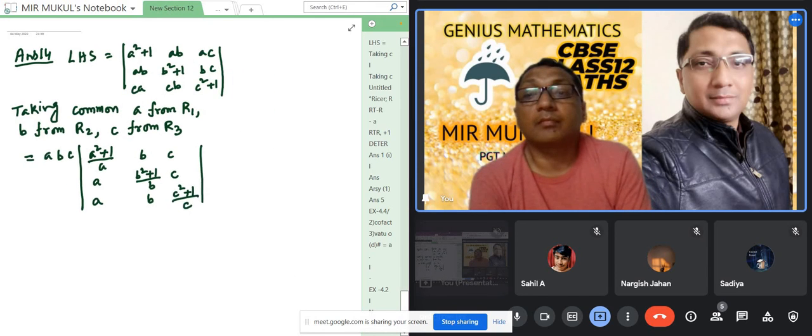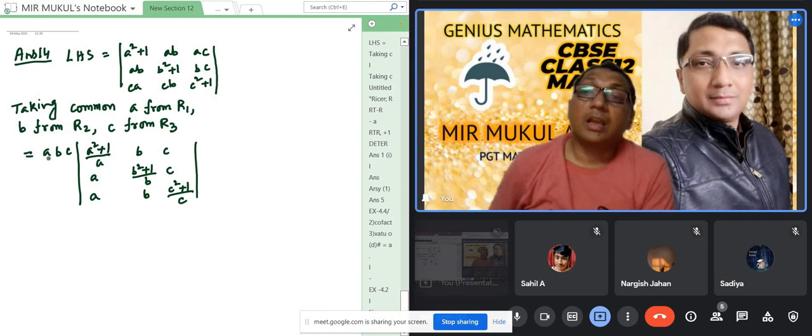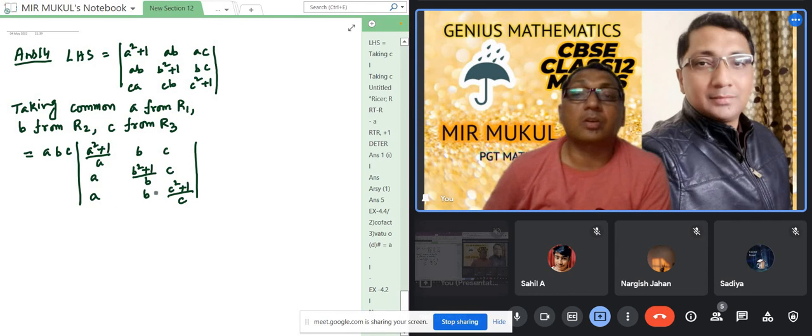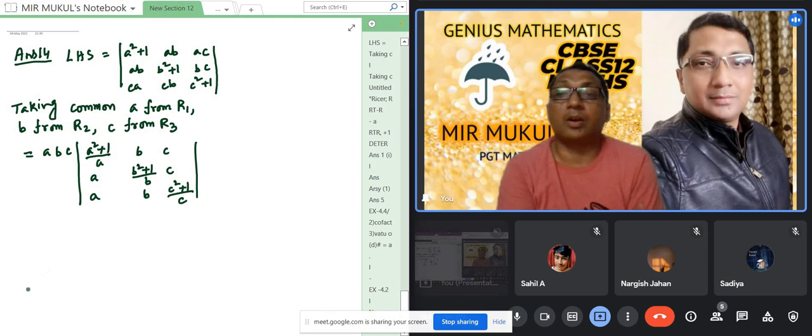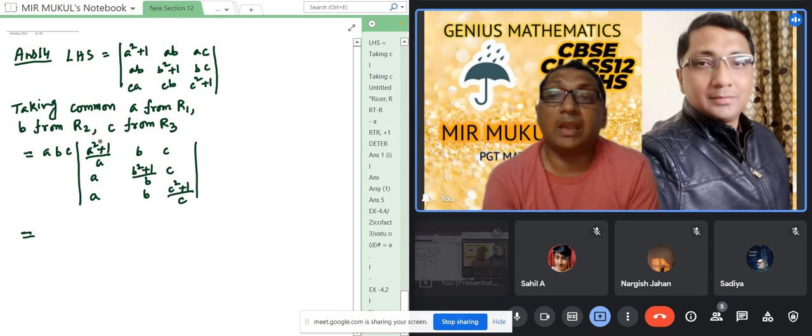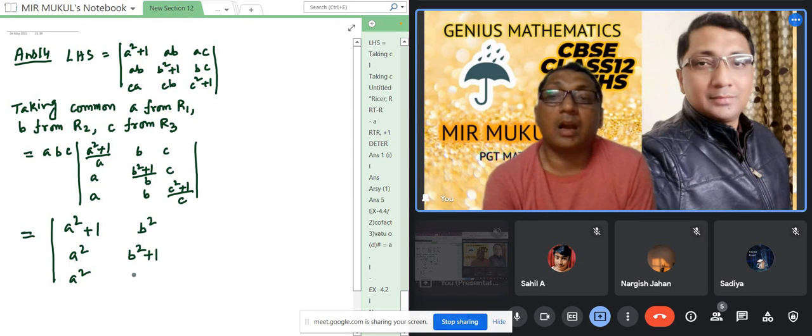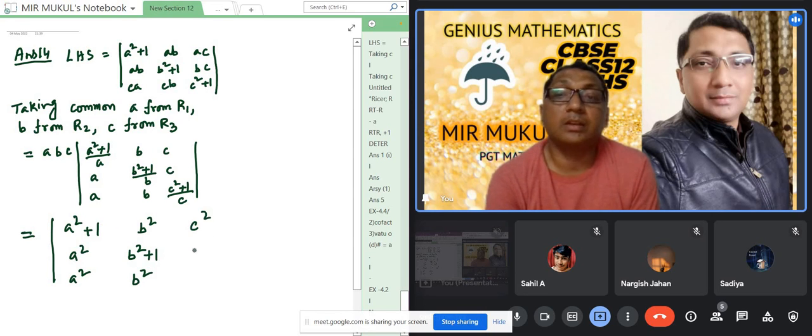Right? Now, this abc is multiplied column wise. That means row wise we have taken common and we'll multiply column wise. So multiply a with the first column. Then we'll get a square plus 1. Then this is a square, this is a square. b multiplied with C2, then we'll get b square, then b square plus 1, and here b square. And c multiplied with the third column, then we'll get c square, then c square and c square plus 1.